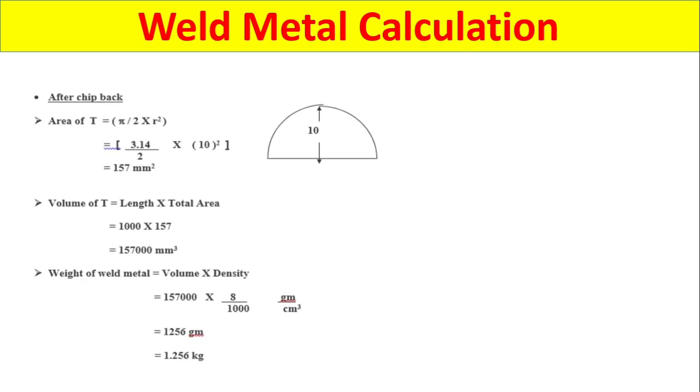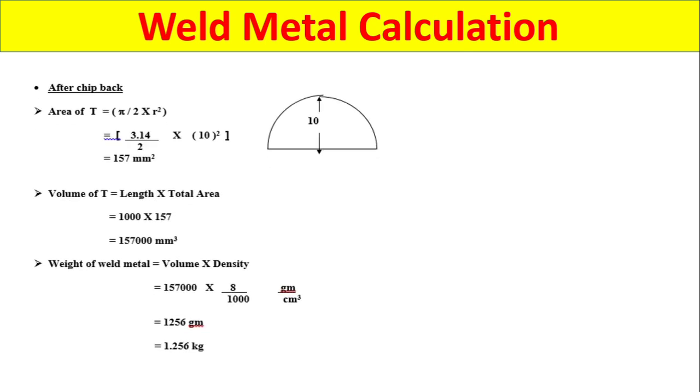of the weld metal. After chip back you can find out the same: area of T, volume of T and weight of the weld metal. The same process you have to follow. After that you can get the total weight.